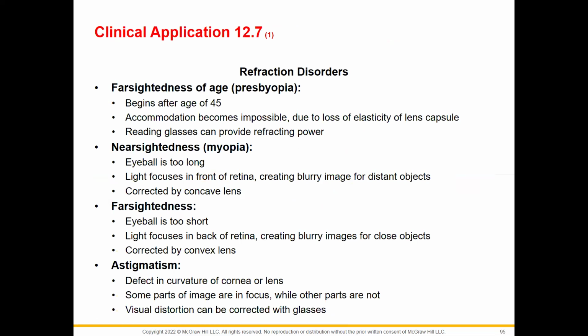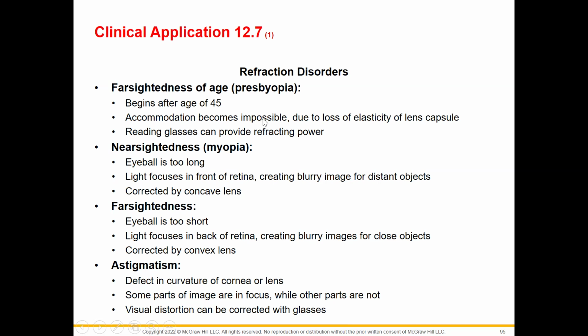All right, so, refraction disorders. When people have trouble seeing, it can be because of one of these refraction disorders. We have farsightedness, nearsightedness, and astigmatism. There are two types of farsightedness. We have farsightedness caused by aging, which is presbyopia. Make sure you look up the medical term presby and then opia. Know what that term means. Presbyopia begins after age 45. So this is farsightedness caused by aging.